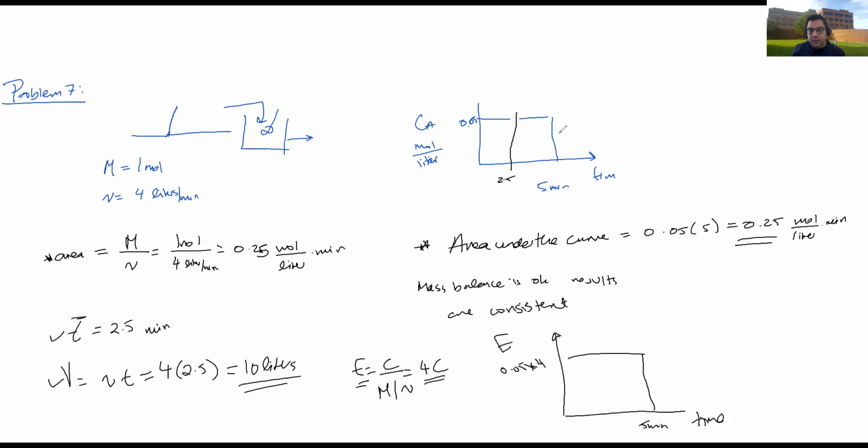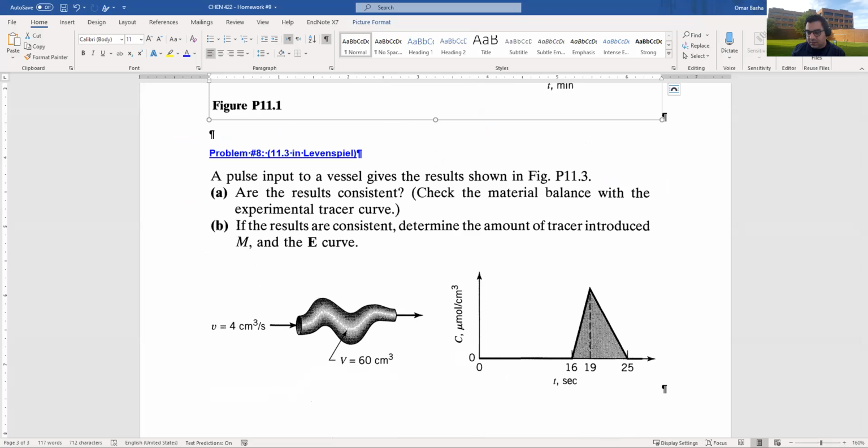Okay, let me save this page, let me clear all my drawings, and now let's go back to the homework and have a look at the final problem. Okay, final problem. It's 11.3 from Levenspiel. A pulse to a vessel gives the results shown in figure 11.3. So I have a pulse into my vessel. Pulse is 4 centimeter cubed per second, and I put in 60 centimeter cubed of this tracer at this flow rate, right? And I track it at the output of my reactor, and I get this triangle shape.